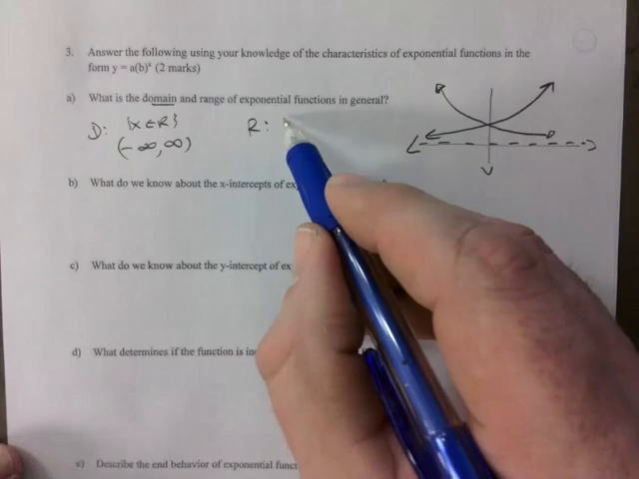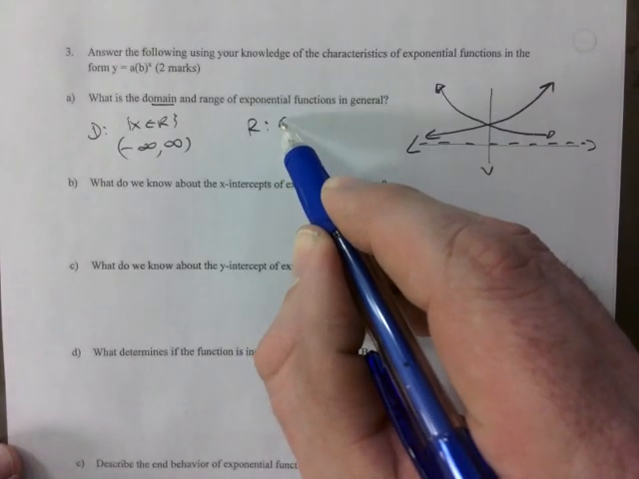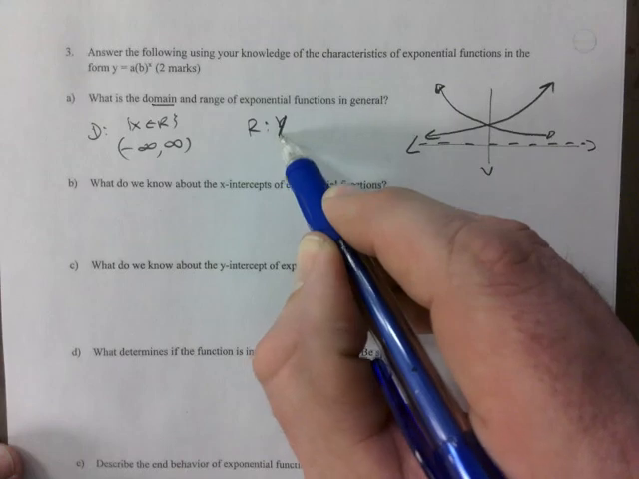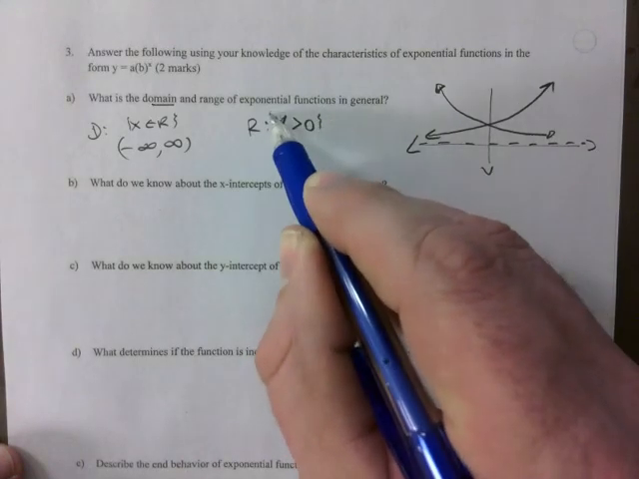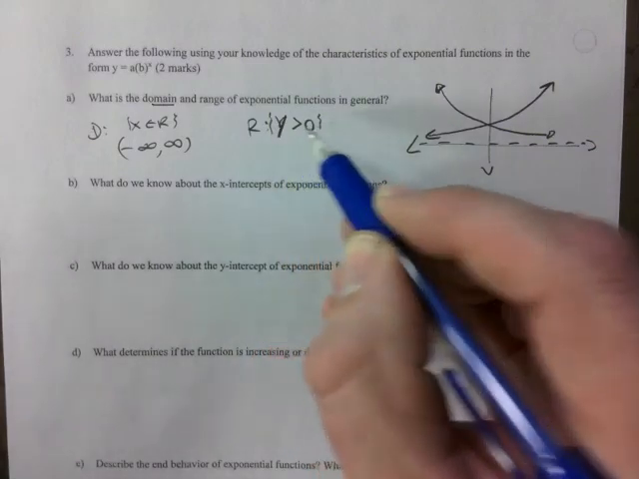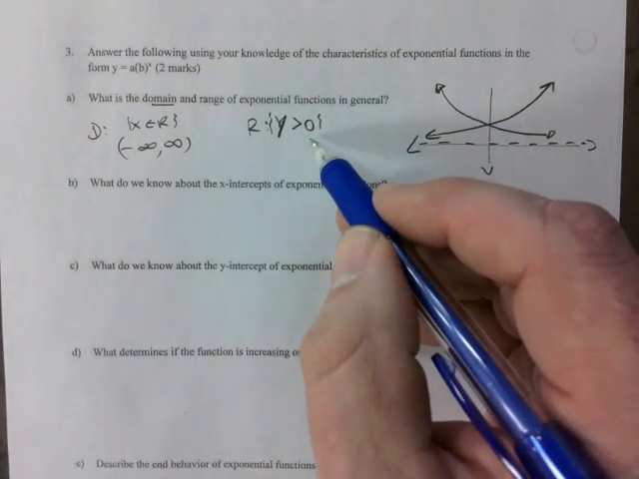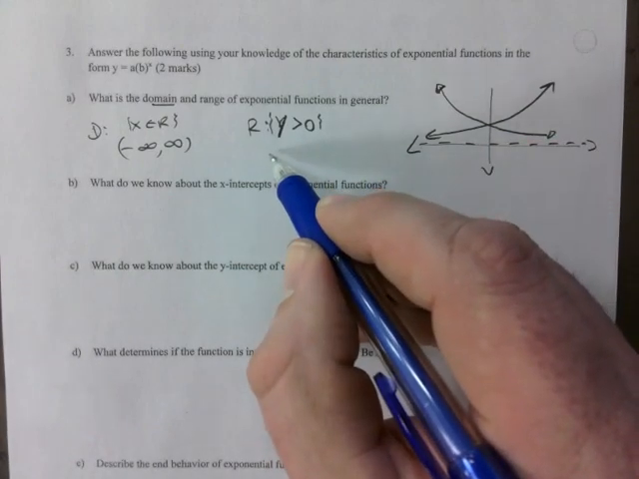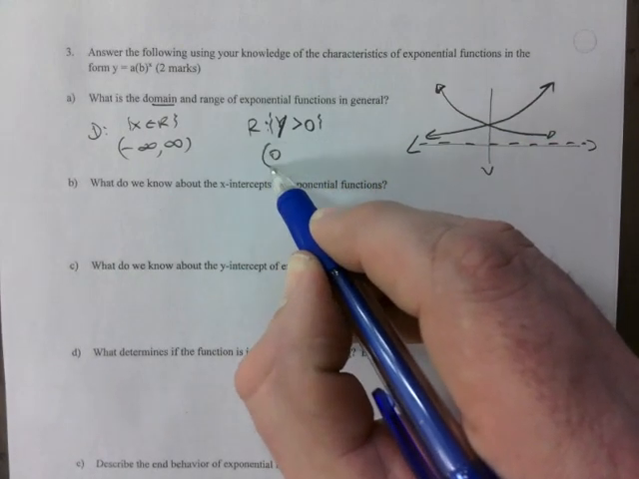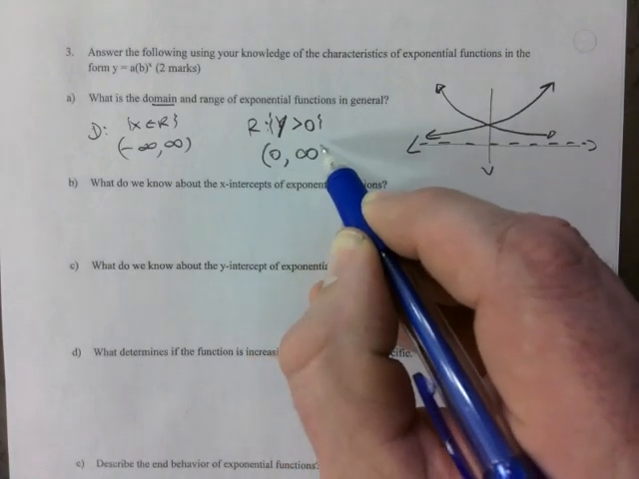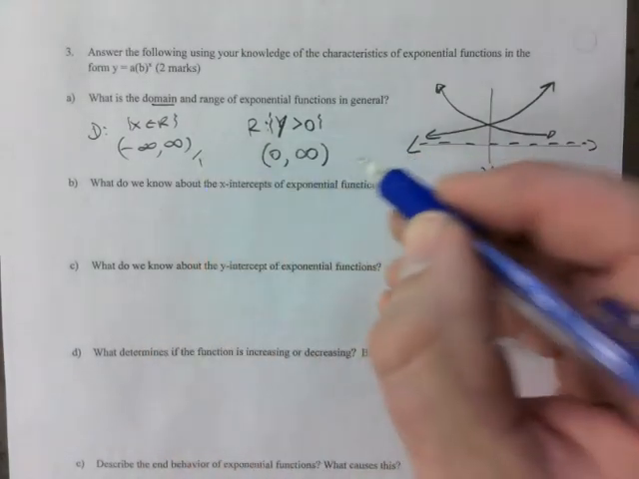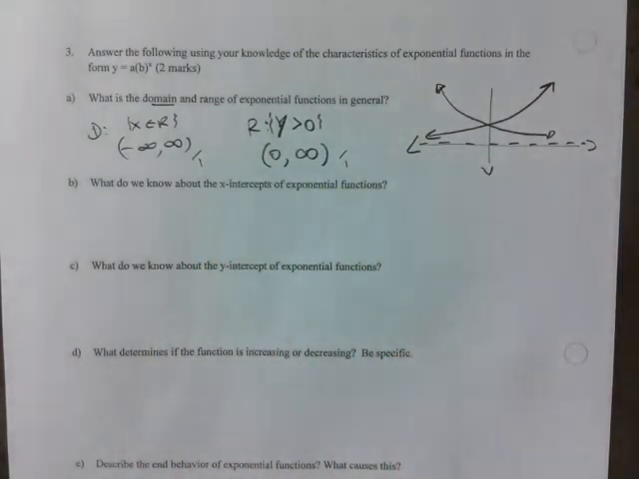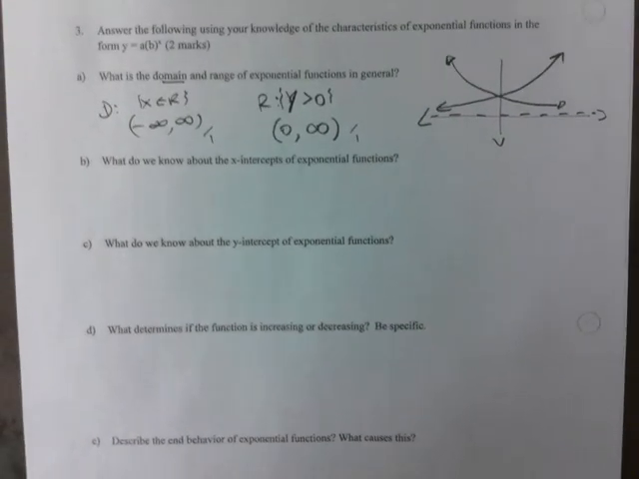For range, it's weird. It would be, if you want set notation, y is greater than 0. What's missing? You're so used to the equals, not for this one. It's just greater than 0. Or you go from 0 all the way to positive infinity. That could also work. Okay, so we'll give you 1 mark for each. Whatever notation you prefer, you got that.